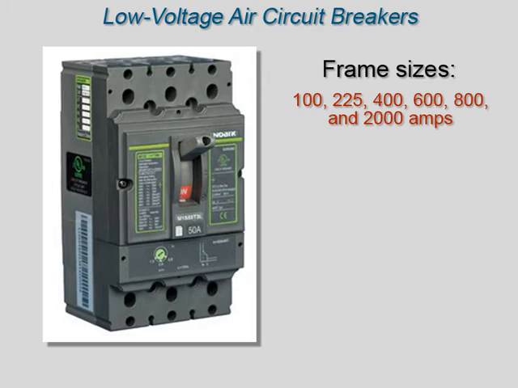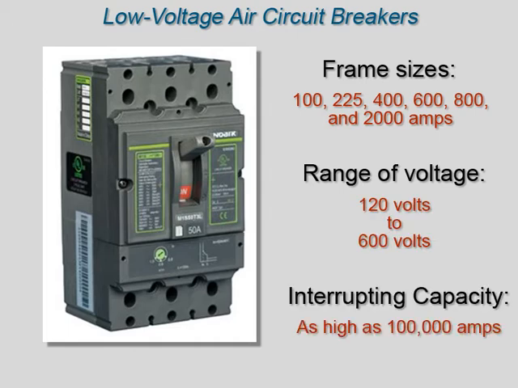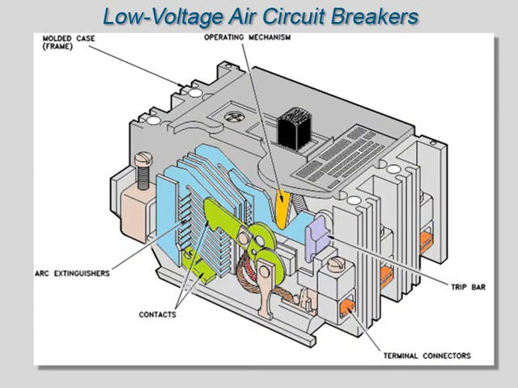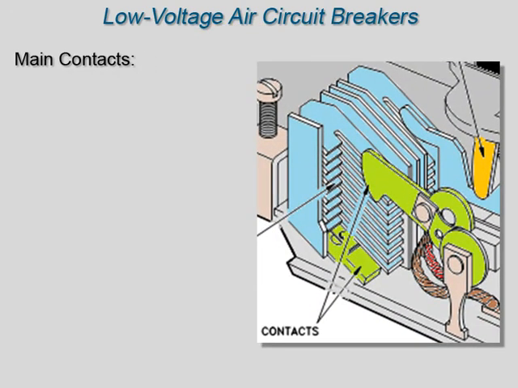The continuous current rating of a breaker is governed by the trip element rating. The range of voltage available is from 120 to 600 volts, and interrupting capacity ranges as high as 100,000 amps. Low voltage circuit breakers typically have main and arcing contacts, an arc extinguisher, an operating mechanism, a tripping mechanism, and terminal connectors. The main contacts are designed to carry operating load current of an electrical system.